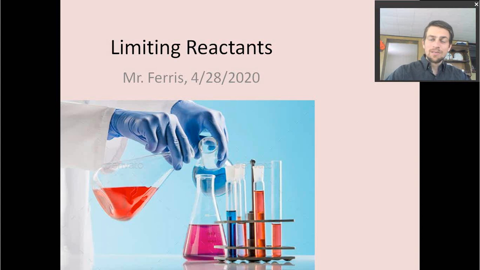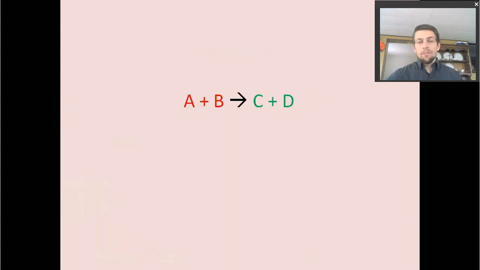Today we're going to be talking about something in chemistry called limiting reactants. And this is something that has to do with chemical reactions, which we've been talking about the last few weeks. So, if you remember, this is kind of a general form of what a chemical equation looks like. You start with something, and then you end with something different.